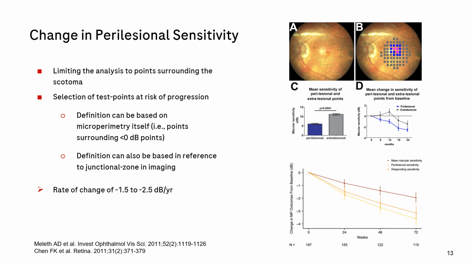If you do such an analysis, the progression rate is much quicker than looking at mean sensitivity overall, and the rate of change increases to minus 1.5 to minus 2.5 decibels per year. On the lower right, you see an image of an analysis done in the Chroma and Spectri trials, and again you see that these perilesional sensitivity measurements show much greater change over time.